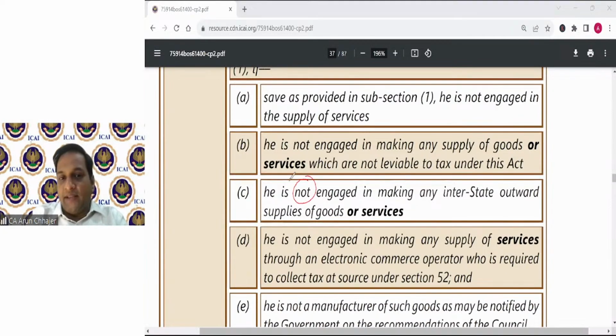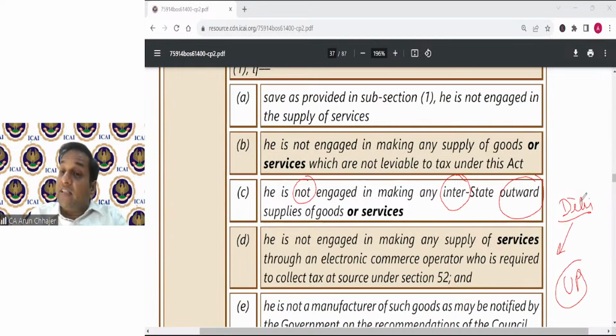He is not engaged in making inter-state outward supply. Meaning thereby, if I have opted for the composition scheme, then I cannot make supply from outside that state. So in Delhi, if I'm registered, I cannot make supply outside Delhi. But suppose I have taken one registration in Delhi and one registration in UP, that is permitted. You can make more than one category of registration. There is no problem. Only problem is that you registered in one particular state, you cannot make IGST supply. You cannot make interstate supply.